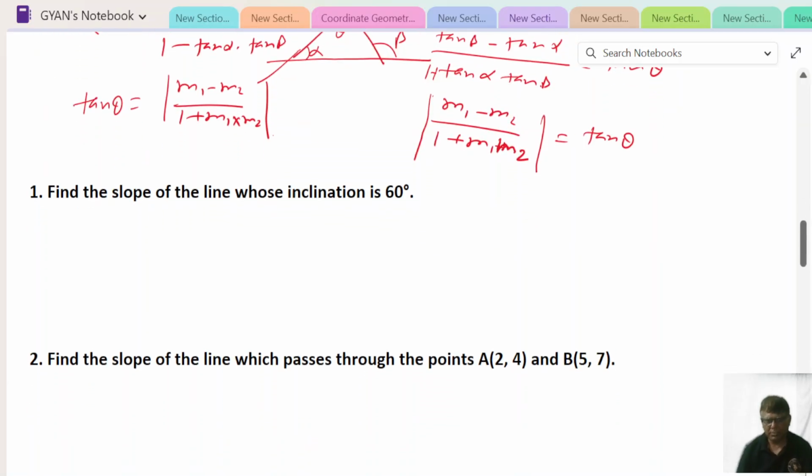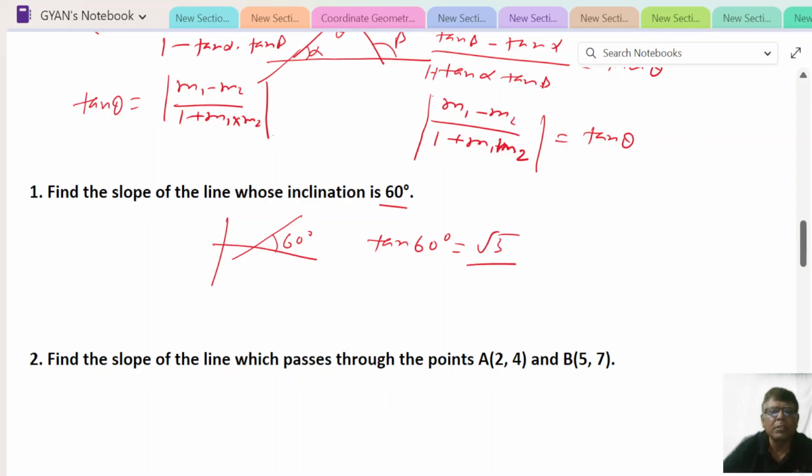Now come to solving some questions. Inclination is 60 degree, nothing else is given. That means the line is making 60 degree with the x-axis. So that is tan 60 degree, and tan 60 degree is equal to root 3. Then the slope will be root 3. Root 3 is the answer.